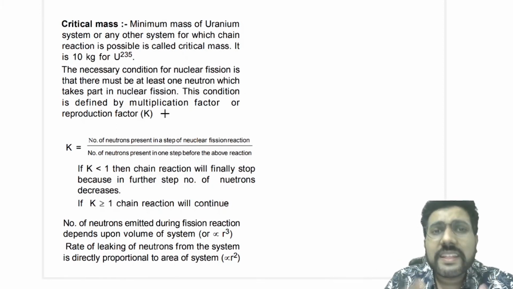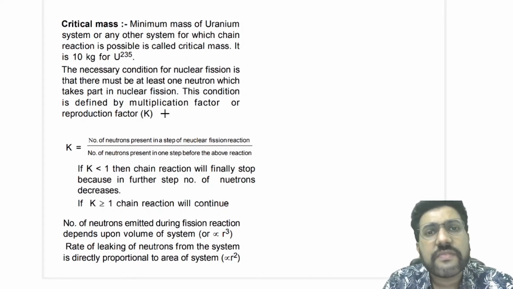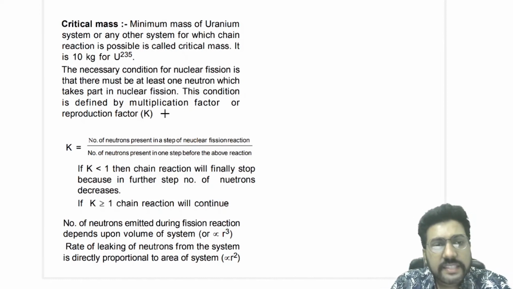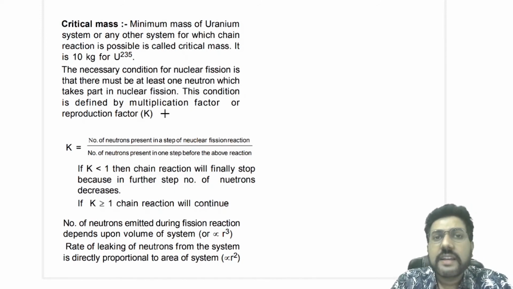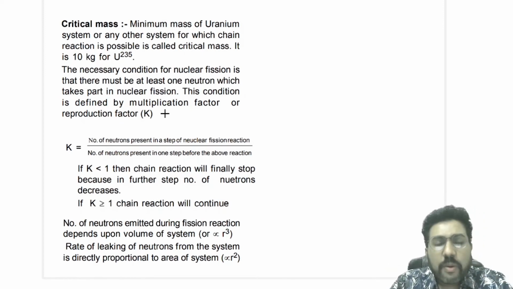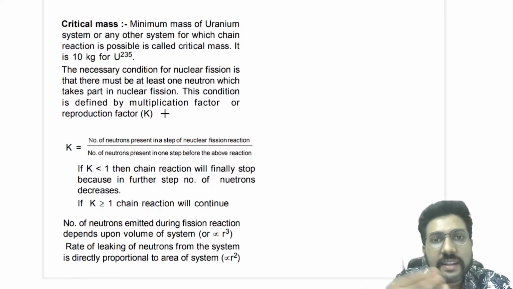Now, to maintain the chain reaction, we will define one more term, and that is called the multiplication factor or the reproduction factor. So the multiplication factor, which is represented by K, is defined as the number of neutrons present in a step of the nuclear fission reaction divided by the number of neutrons which was present in the last step. That means now in this reaction, if the number of neutrons is suppose X and in the last step the number of neutrons was Y, then the ratio of X and Y is the multiplication factor.